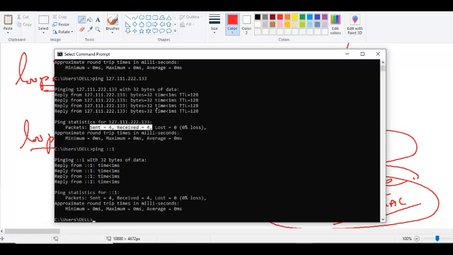This is not a unicast address. It's a loopback address. Even though it comes under class A, it is not class A or B or C. It's a loopback address. Any question?